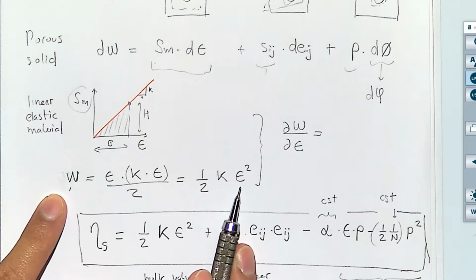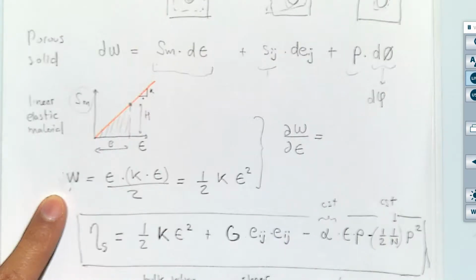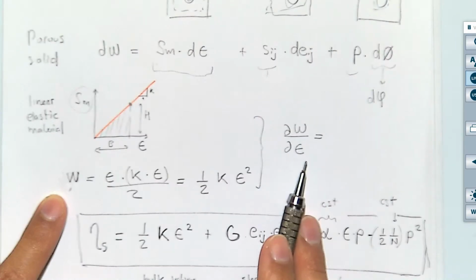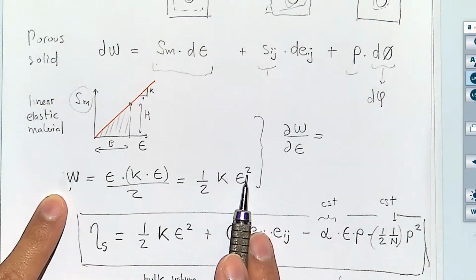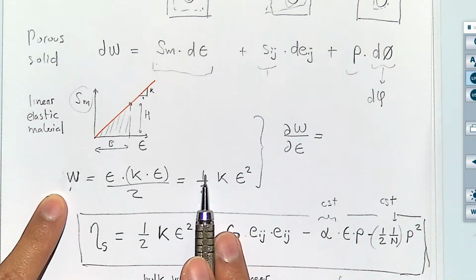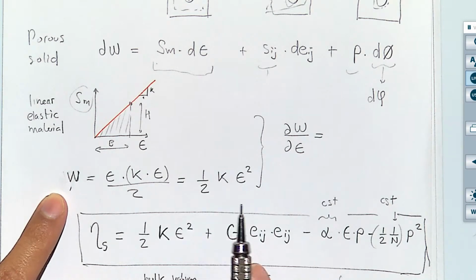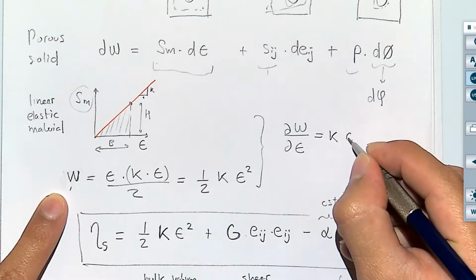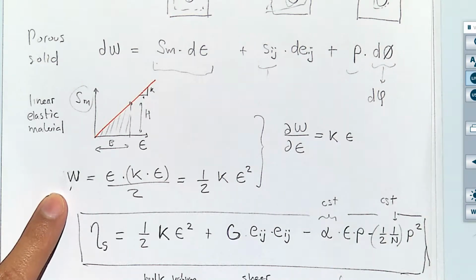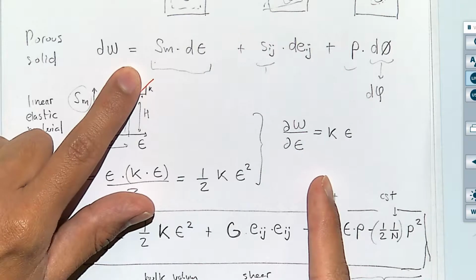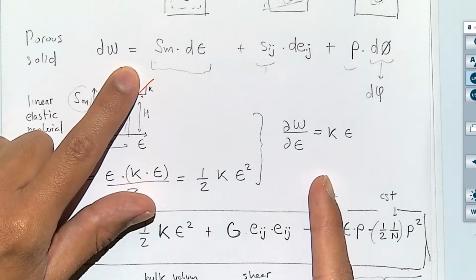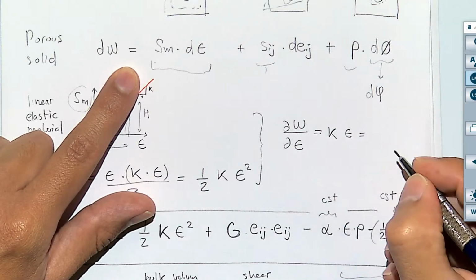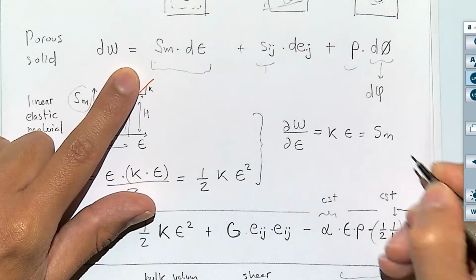Do you guys remember about derivatives? Yes, so these 2 go down here, and 2 divided by 2 is just 1. It's just going to be K times the volumetric strain. And notice from this equation too that that partial derivative is actually the mean stress.